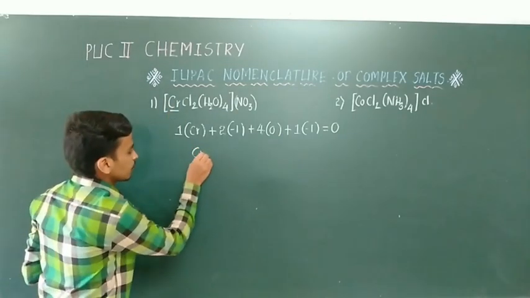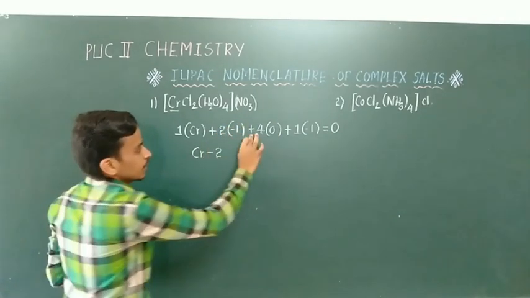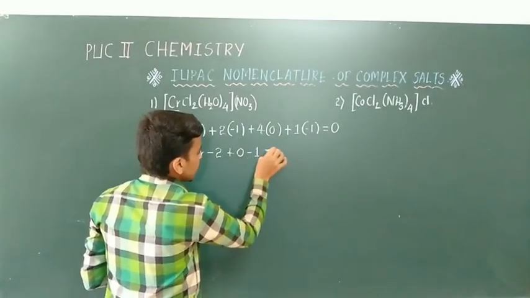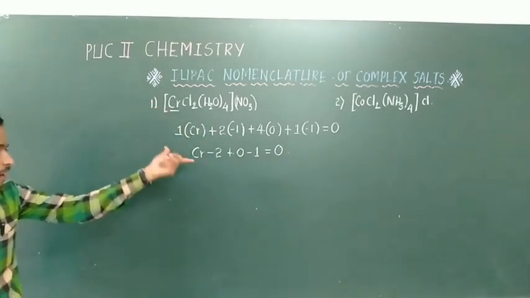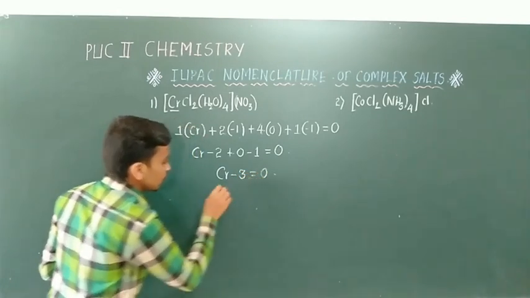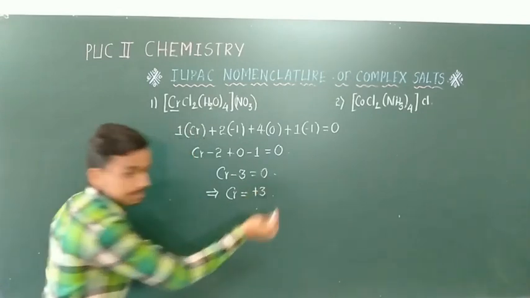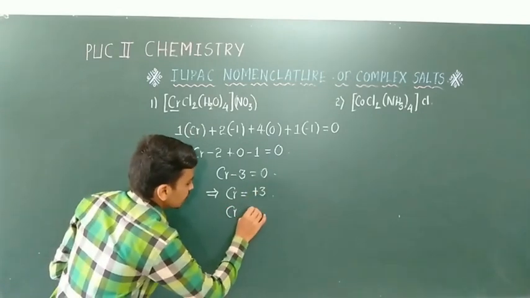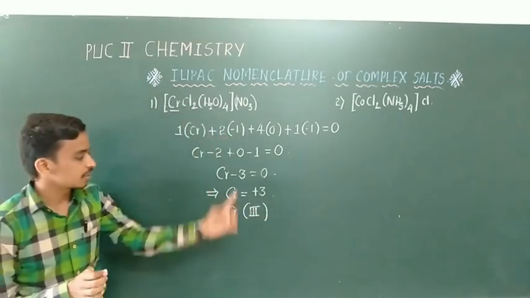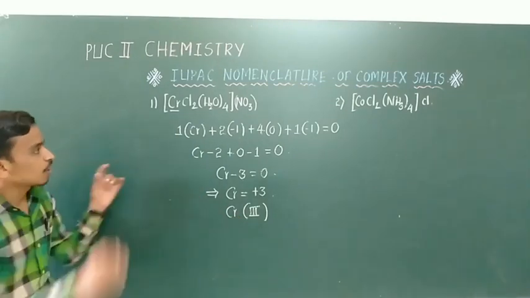Therefore 1 into chromium, that is chromium, plus 2 into -1, that is -2, and it becomes 0, and plus 1 into -1, that is -1, is equal to 0. After simplification of this we get chromium -3 is equal to 0, implies chromium is equal to +3. Symbolically that must be written as chromium and inside the parenthesis 3, and it is the correct representation while using the IUPAC name.